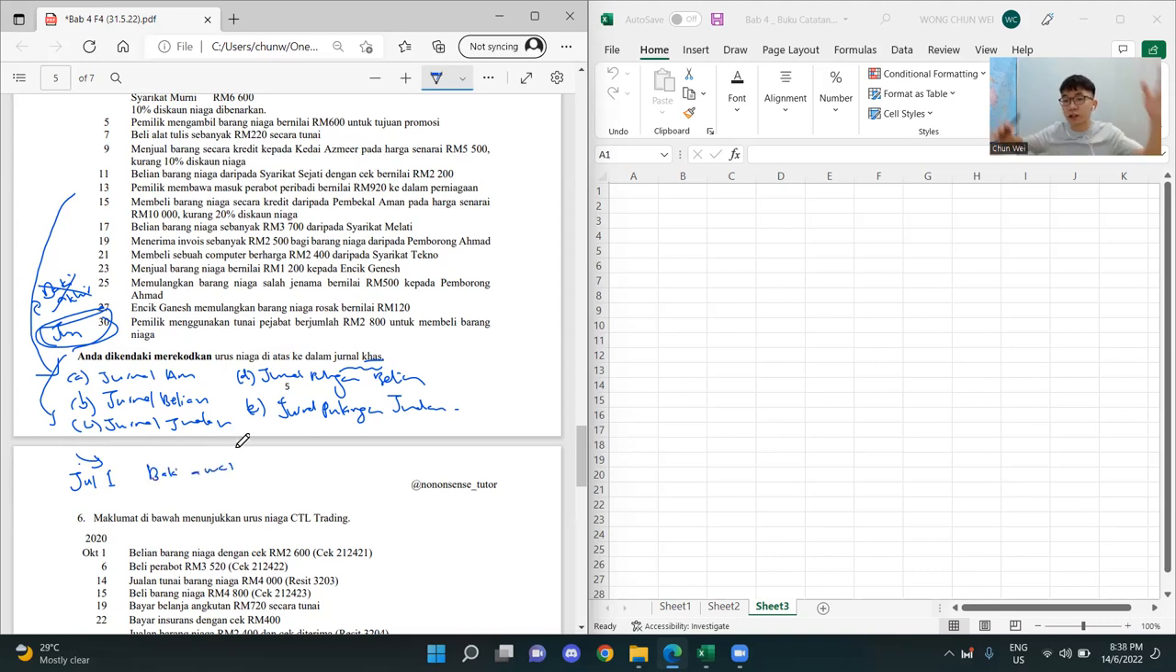Can you see or not? It's actually continuing. It's like a cycle. That's why you got something called Kitaran Perakaunan. It's a cycle actually. You keep doing.